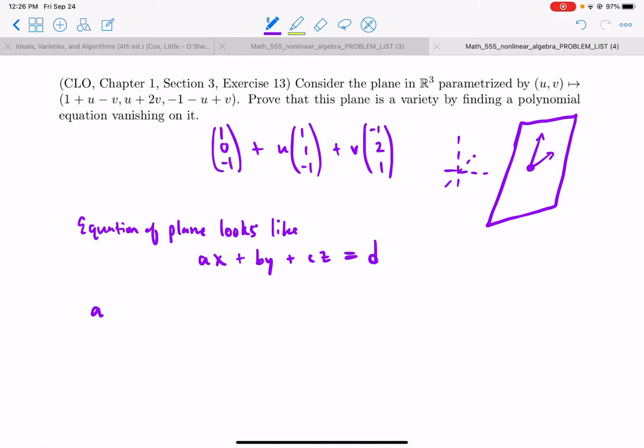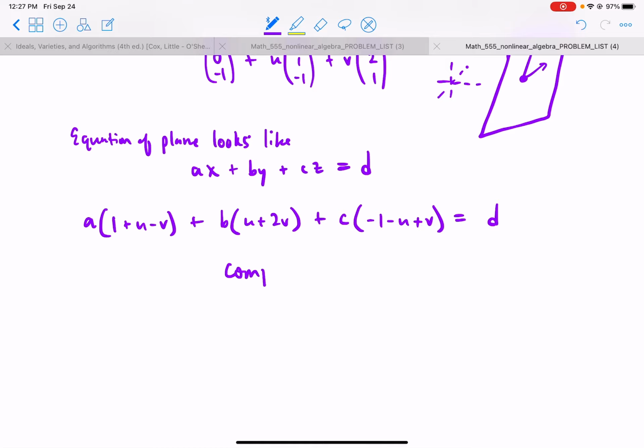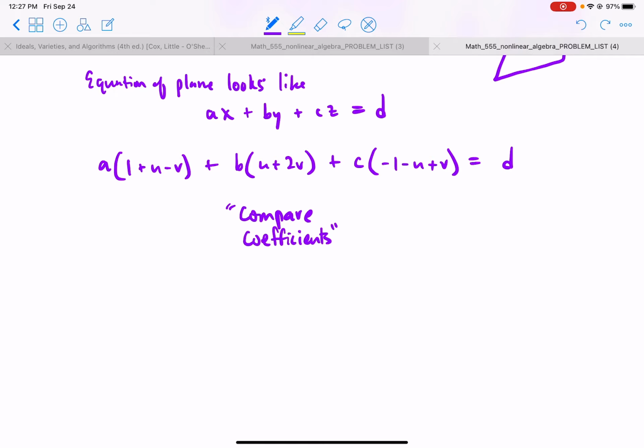So what do we do? We plug in. X is 1 plus u minus v. Y is u plus 2v. And z is minus 1 minus u plus v. And all of this should be d. And so now what we're going to do is compare coefficients. And this concept is really important, so pay attention in the linear case, because it gets a little more difficult when we go to nonlinear equations. But the idea is the same.